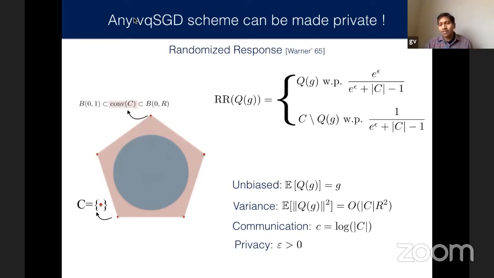However, the price of privacy here is paid by an increased variance term. The variance term increases by a factor of the size of the cardinality of the point set. However, the communication still remains small.